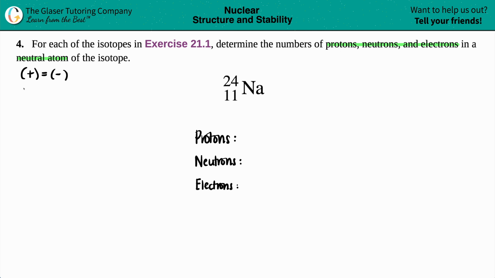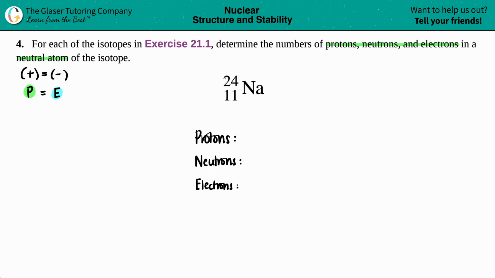And remember that the protons are the positive ones, and your negative subatomic particles are your electrons. So your protons should equal your electrons. So if I can find out what my proton number is, the electron number is going to be identical. So let's try to find out what that proton number is.